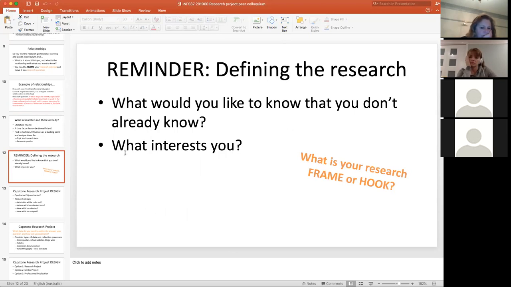Just a reminder, this is repeating once again, in terms of defining the research: what would you like to know that you don't know already? What interests you? Okay, so what is your research frame or hook? This is just a constant reminder that you should aim at finding out something new that you don't know already.